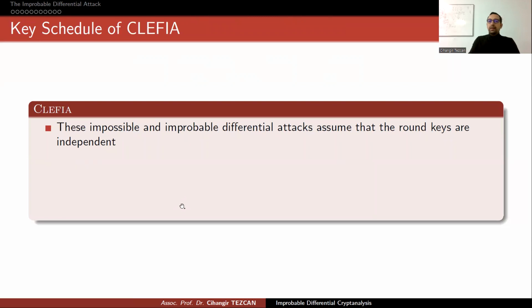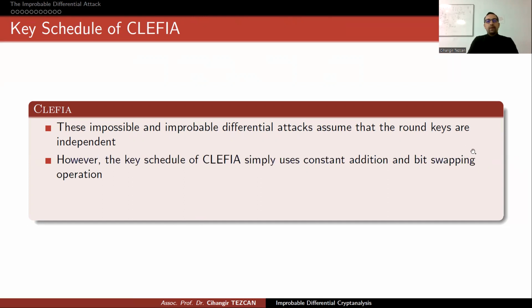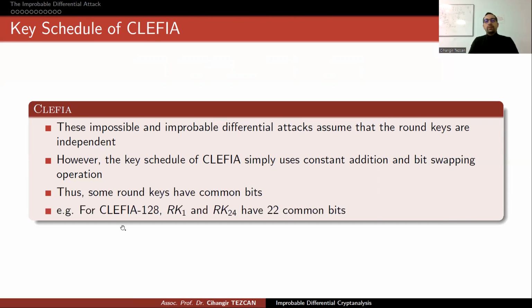Moreover, they looked at the key schedule of CLEFIA and said that instead of treating round keys independently, let's look at the key schedule and see the relation between round keys, because guessing a few bits or bytes of a round key might give you other bytes of the other round keys, so that you don't need to guess them twice. These impossible and improbable differential attacks assume that the round keys are independent because we try to guess them. However, the key schedule of CLEFIA simply uses constant addition and bit swapping operations. Thus, some round keys have common bits. For example, for CLEFIA 128, round key 1 and round key 24 have 22 common bits.